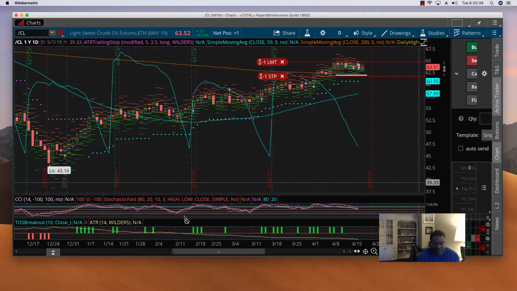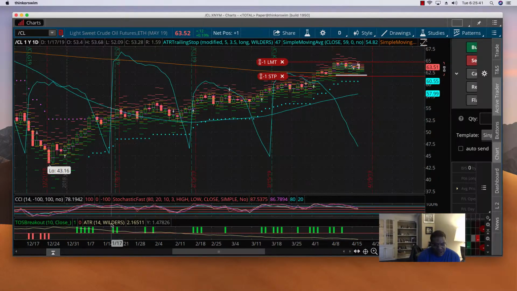All right, the other big one I use is the ATR, the average true range indicator, which is currently saying that the market volatility is around 1.14. So on the low end for oil.